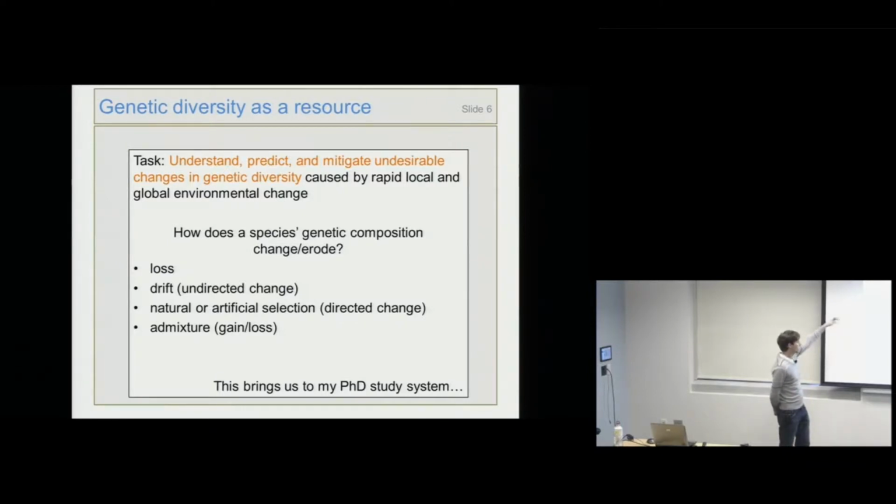Now, the CBD and a lot of policy documents might use vague terms like genetic erosion, but we should know that there are 4 specific changes that a species' genetic composition might undergo. Those are the direct loss of diversity; drift, which is an undirected change in allele frequencies due to sampling every generation; directed changes that might occur through intentional or unintentional selection; and then admixture, that's hybridization between species. So that's an overview of the importance of genetic diversity.